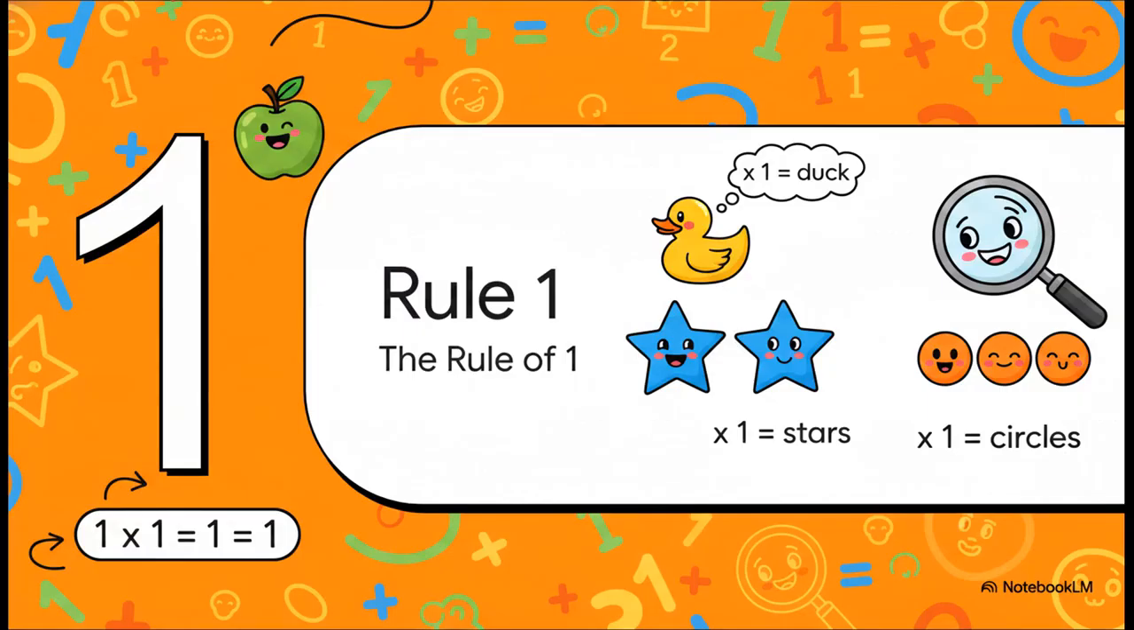All right, let's kick things off with Rule 1, the rule of 1. And this is super straightforward. Multiplying literally anything by 1 simply equals that exact same number.